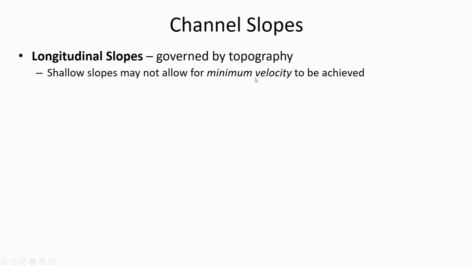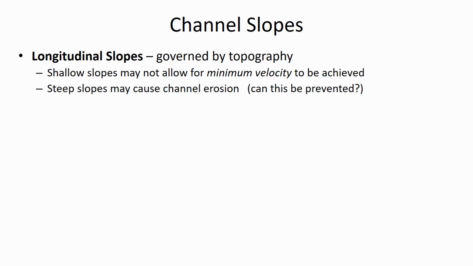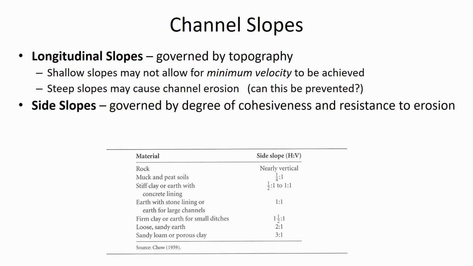So we're going to do a minimum velocity check to see if it meets some threshold to prevent sedimentation and vegetation. Really steep slopes, though, which are going to avoid sedimentation and avoid vegetative growth, can scour the material depending on what it is. So we have maximum velocity constraints as well.